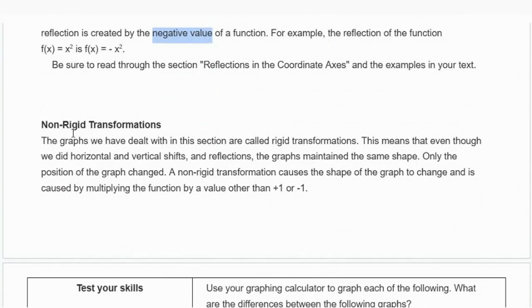Reflections. Non-rigid transformations. Okay, let's talk about the difference there. Non-rigid transformations. It really means exactly what the word tells us. And when we think of rigid, we think of very firm. You can't change it. Like a steel beam is rigid because you can hit it and it's not going to change. And we can move it. We can take that steel beam and push it over there, but it still looks exactly the same. It's still the same shape. We've just moved where it's at.